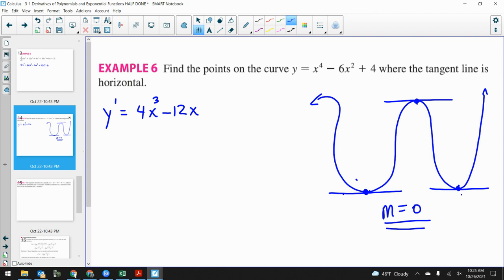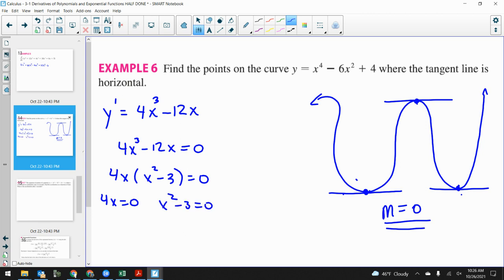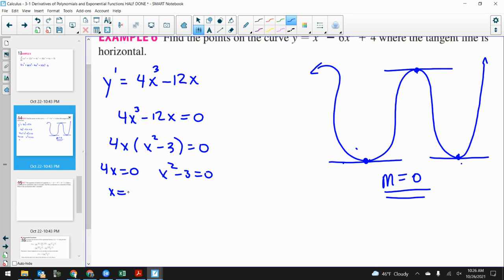Well, I want to know when the slope is 0. 4x to the third minus 12x equals 0 is going to tell me where my tangent line is horizontal. Factor out the 4x, leaving an x squared minus, what would that be, 3? So we can set 4x equals 0 and x squared minus 3 equals 0. So x equals 0 when I divide the 4 over, and then x squared is equal to positive 3, so x is equal to plus or minus radical 3.